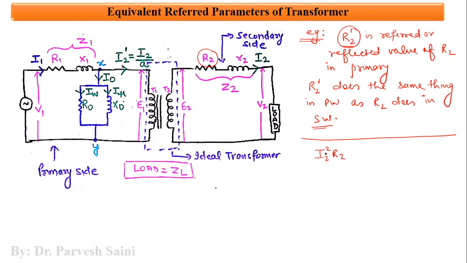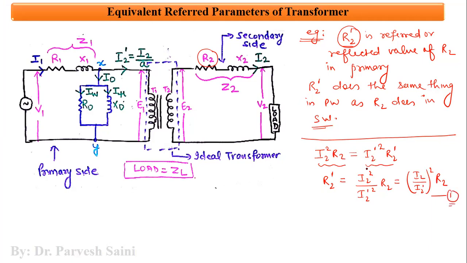So that means I2 square into R2 is equal to I2 dash square into R2 dash. So that means these two effects are same. So from here we can find out the value of R2 dash. So R2 dash is equal to I2 square by I2 dash square into R2. So this could be written as I2 divided by I2 dash whole square into R2, right? Let us call this equation number one.